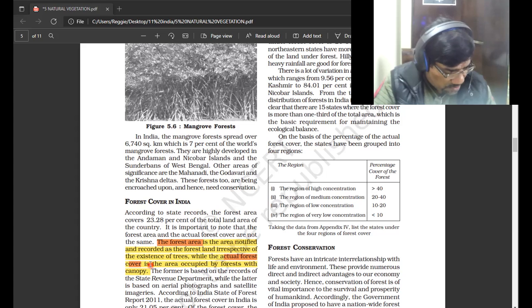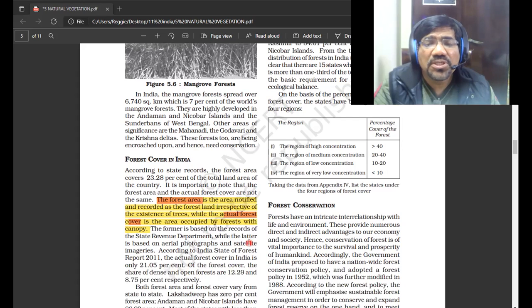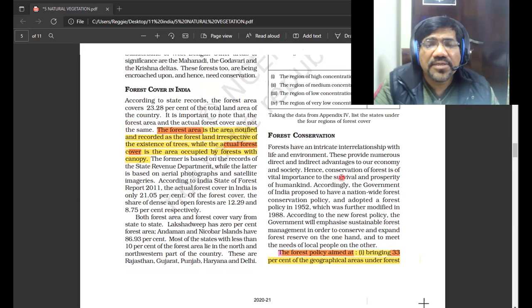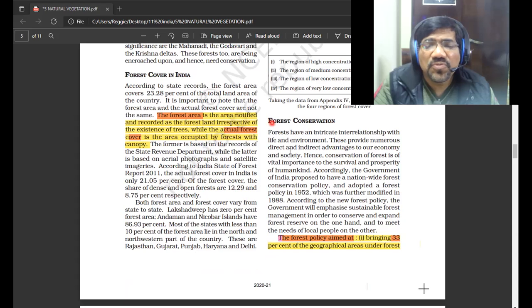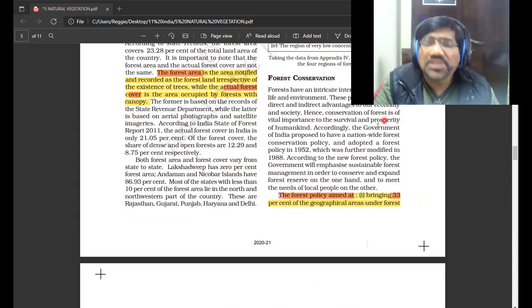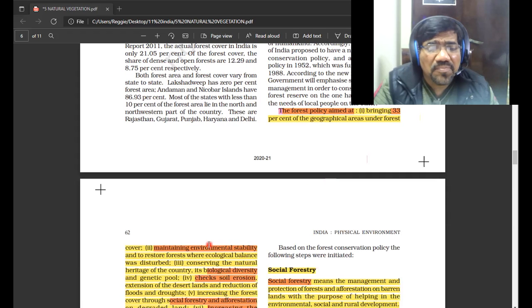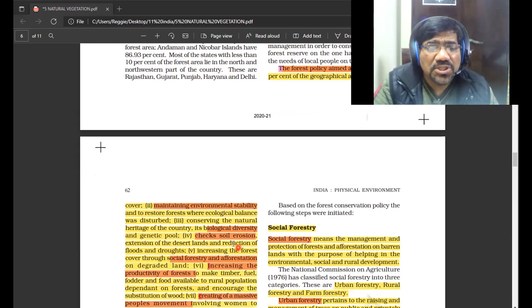Okay. So with this, we move to conservation of forest. The important thing that you need to understand is, from forest cover, we move on to forest conservation and leave this area, and you need not concentrate on that. We simply move on to forest conservation. Now, forest conservation policies, if you see, they are the policies. What is the policy? That 33% area should be under forest, and we should maintain environmental stability, and further, we should also maintain biological diversity of the forest.